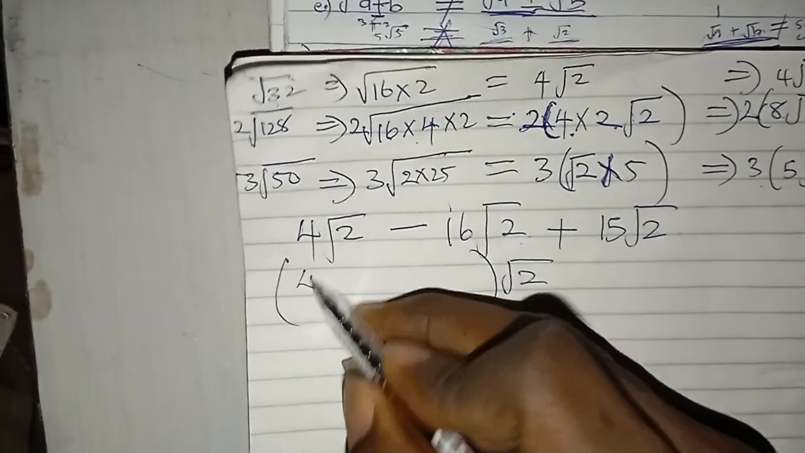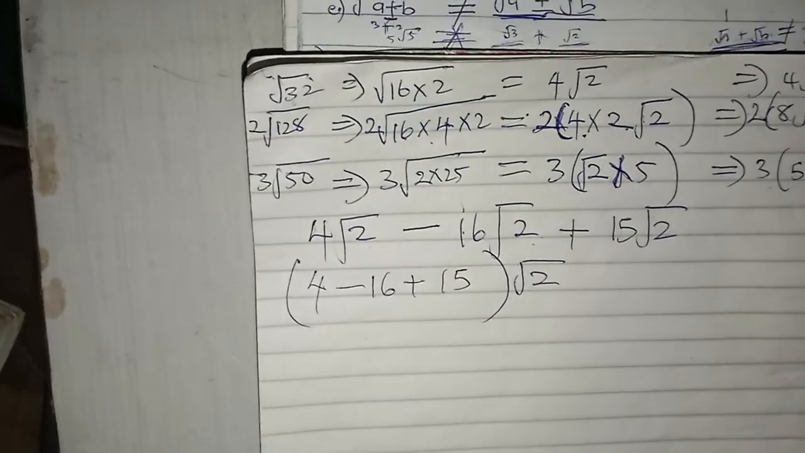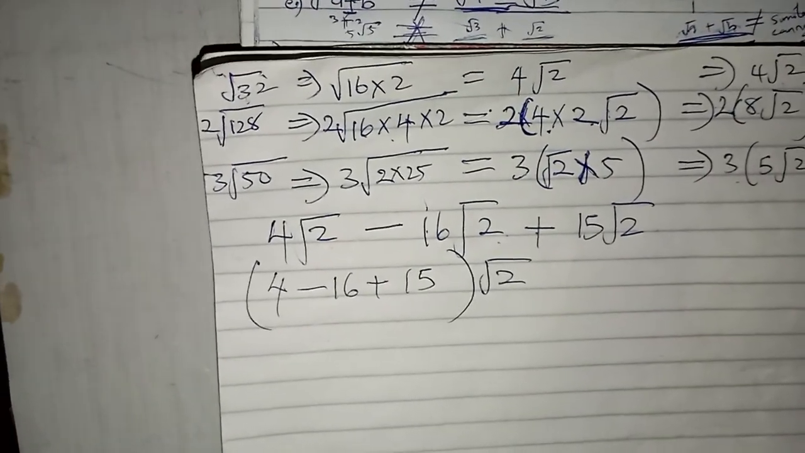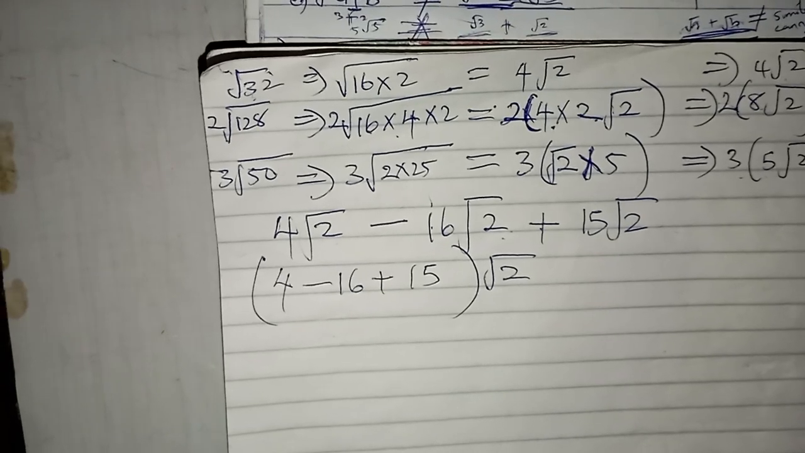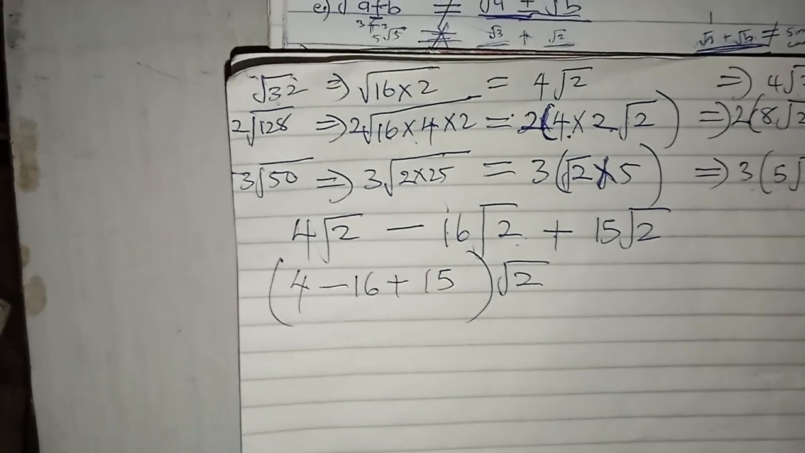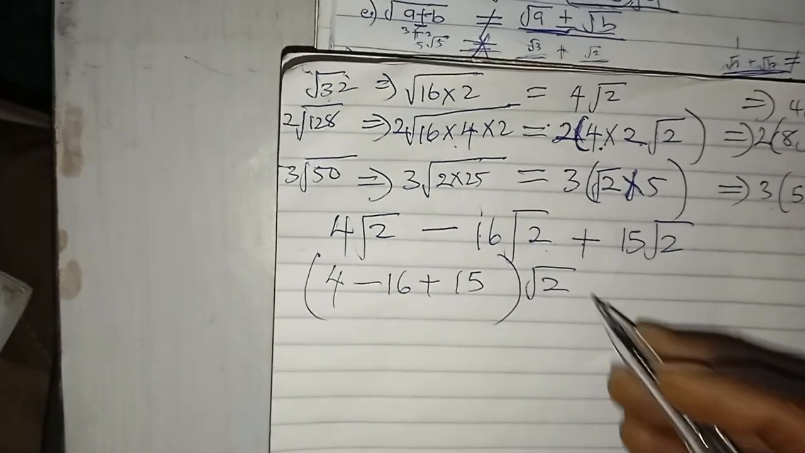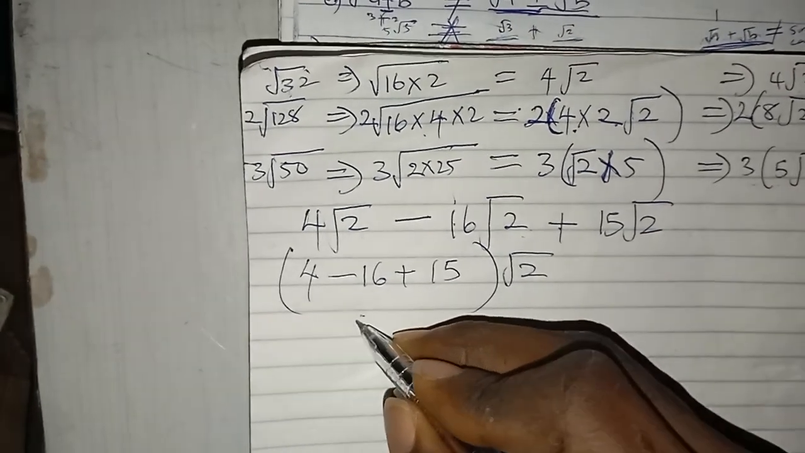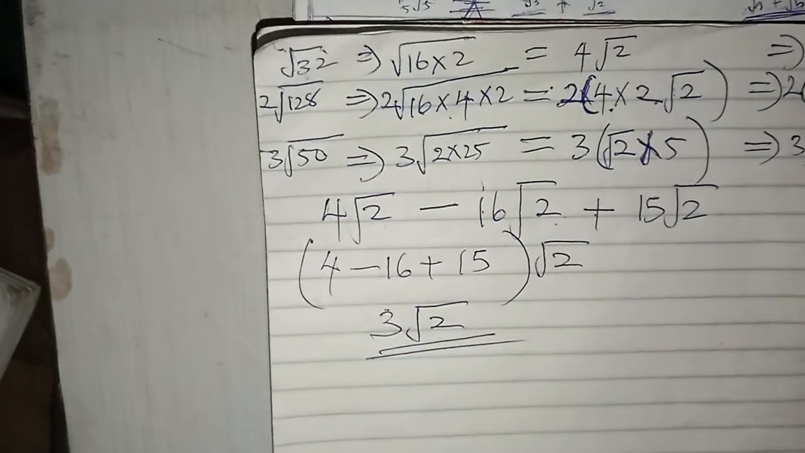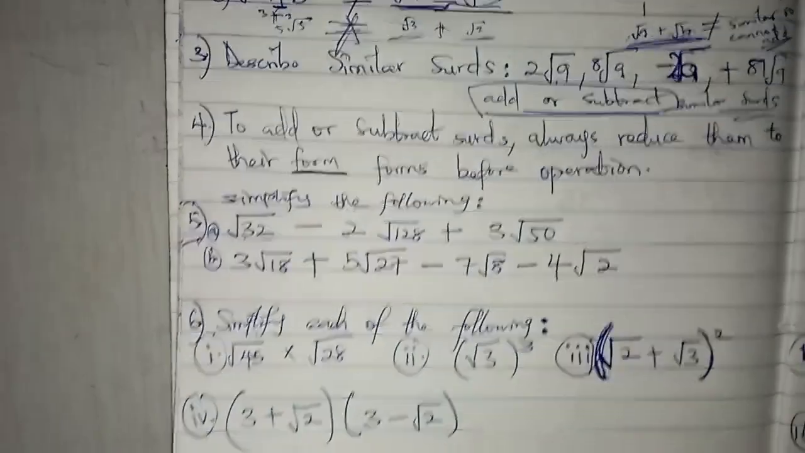So this is going to be 4 minus 16 plus 15. Which is the same thing as saying, let's do the maths. So 4 minus 16 plus 15. That's the same thing as saying 3 root 2. So this is going to be 3 root 2 as my answer. Okay, let's move to the next question.